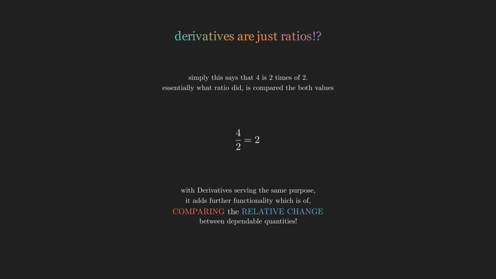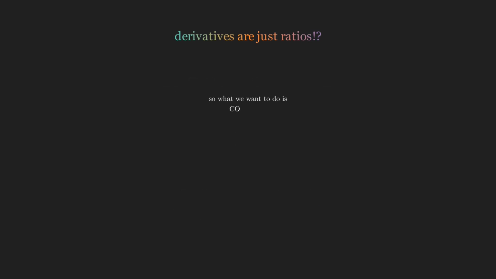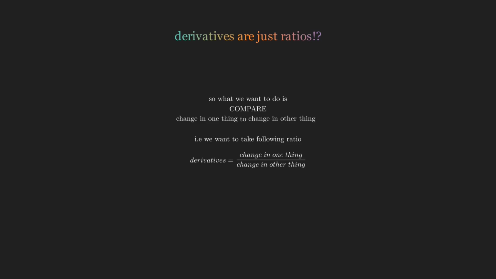At a very high level, what we want to do is compare the change in one thing to the change in the other thing. That is, we want to take the following simple ratio, and that is what our derivative is.